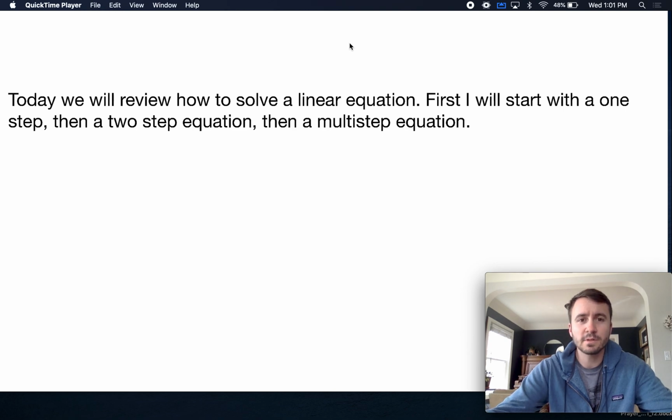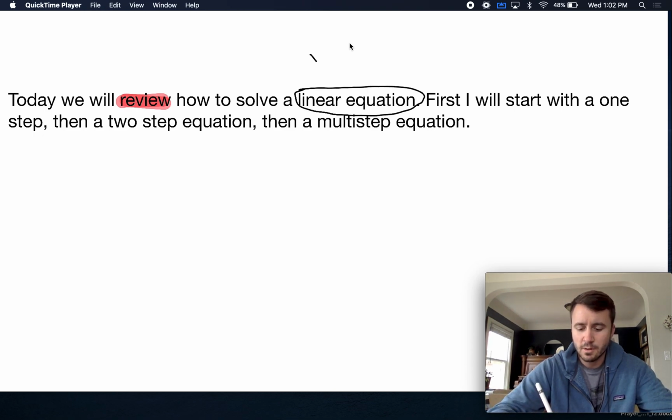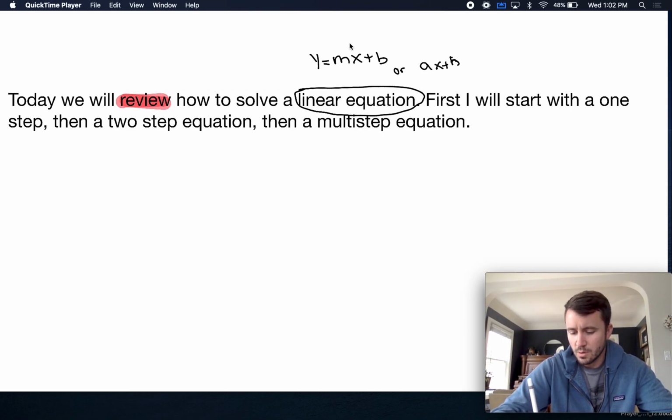But today we're going to review, and that's the key. We've already talked about how to do this in class, but we're going to review how to solve linear equations. And remember, linear equations are anything that look remotely like y equals mx plus b. Remember, we've solved those, we've graphed them before, or they can look like ax plus by plus c equals 0, where any of these letters can actually be numbers.